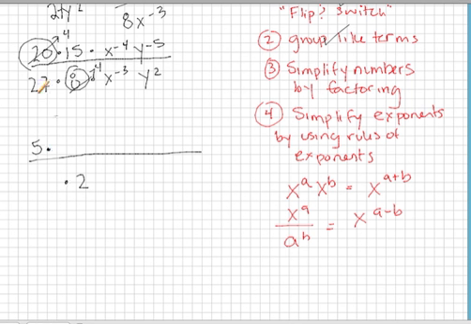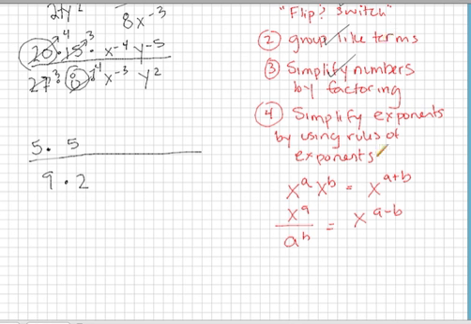And it looks like we have, again, a common factor with 15 and 27. They have a common factor of 3. So let's go ahead and factor that 3 out of them both. If I factor 3 out of 15, I will get 5. If I factor 3 out of 27, I will get 9. Okay, that step is done.